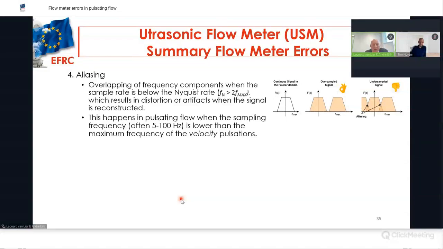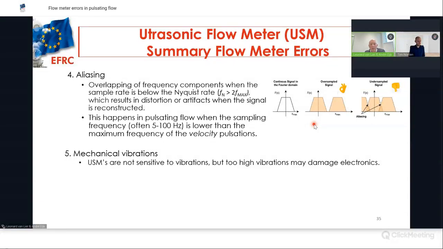Aliasing, that is overlapping of frequency components when the sampling rate is below a certain frequency, the Nyquist frequency. The Nyquist frequency shall be minimum 2 times the maximum frequency which you like to see in a signal, and that results in distortion or artifacts when the signal is reconstructed. So on the right hand side, this is the normal shape. If you have an oversampled signal, then you get the exact shape back. However, if you have an undersampled signal, you see that there is an overlapping, and that will lead to an error. And that happens in pulsation flow when the sampling frequency, often between 5 to 100 Hertz, is lower than the maximum frequency of the velocity pulsations.